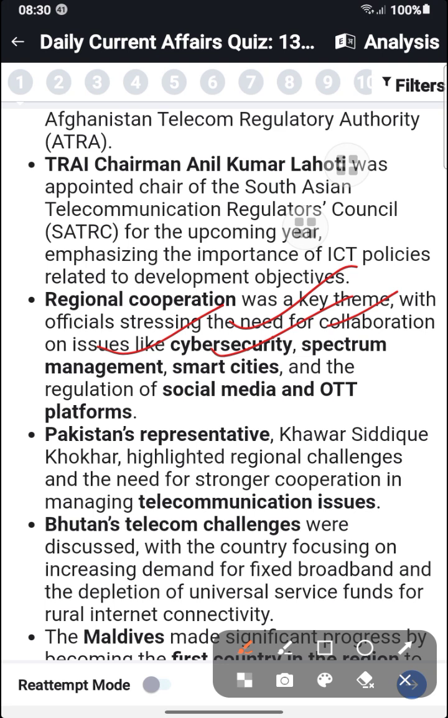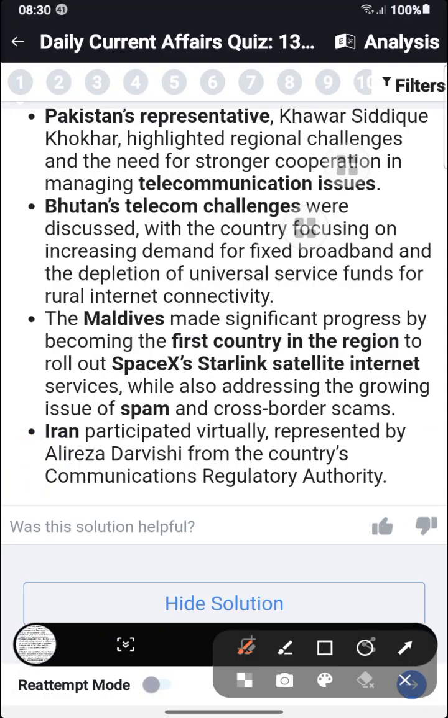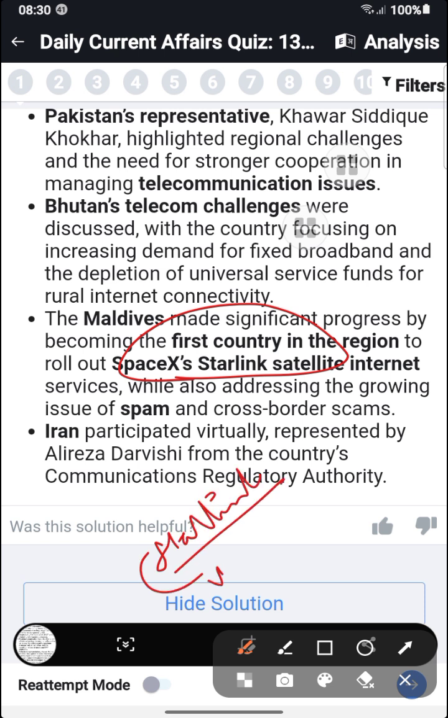Okay, now Pakistan's representative was Khawara Siddiqui, who spoke on telecommunication issues. Bhutan's telecom challenges were also discussed. And now Maldives has significantly progressed, being the first country in the region to launch SpaceX Starlink internet. So Starlink internet, that was by the Maldives.